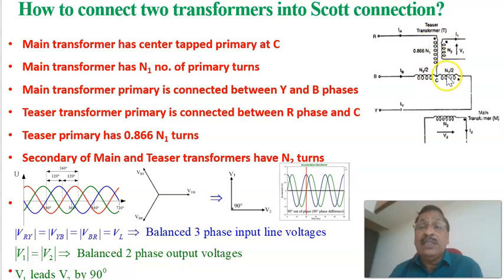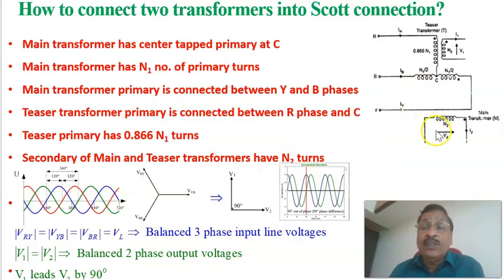Of course, 86 means it is 86.6 percent of the turns of this one. Therefore, the number of turns of the teaser transformer primary is equal to 0.866 times the number of turns of the main transformer primary. The teaser transformer has 0.866 N1 turns, and the secondary of the main transformer has N2 turns.